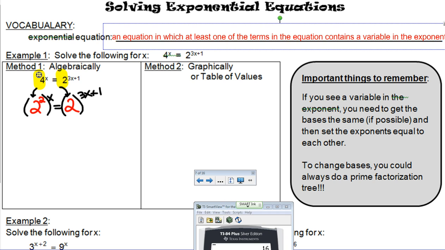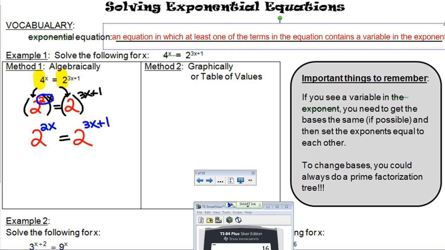Anytime we have a power to a power, we multiply that. So we're going to have a 2 base and 2x power equaling a 2 base again and a 3x plus 1 power.